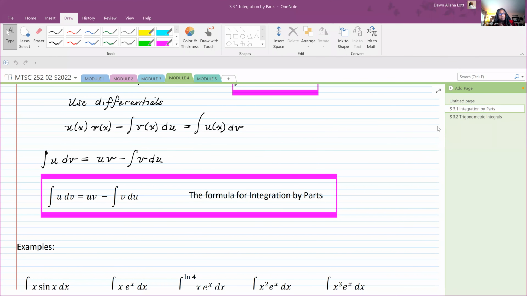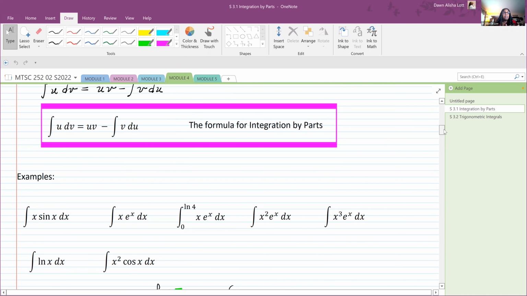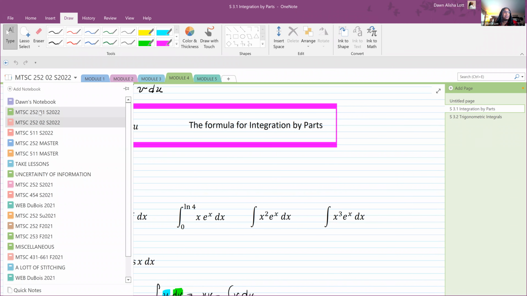So our difficult part is to identify u and then identify dv. And for the most part, we need to know how to integrate whatever dv is. Okay, so that's one of the difficult parts about the harder integration: to do the harder integration, you got to know the easier integration.